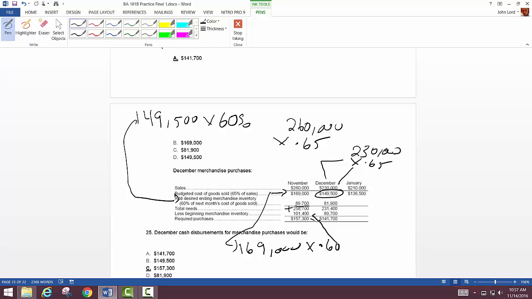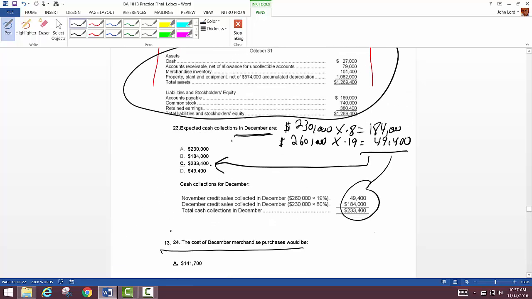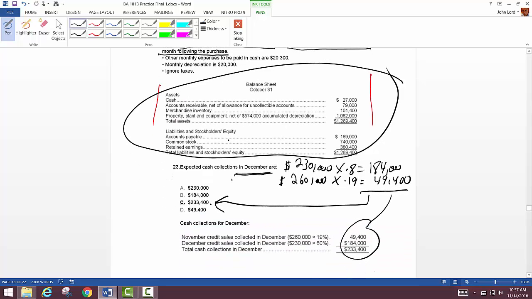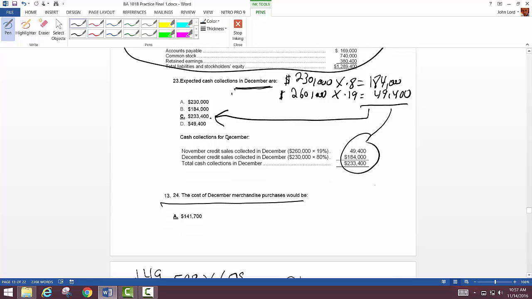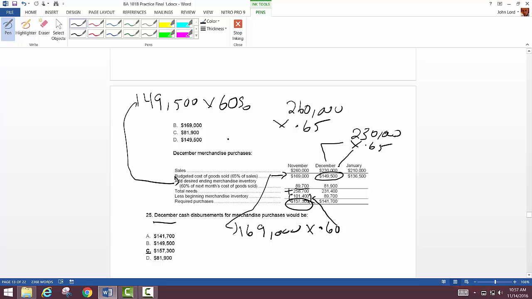So that means we're going to have to purchase inventory of 157,300, and we're going to pay for that. If you go back up in the problem, they tell us that payments for merchandise are made in the month following the purchase. So they would have purchased 157,000 to cover November, but they don't pay for that until December. So the answer here is 157,300.